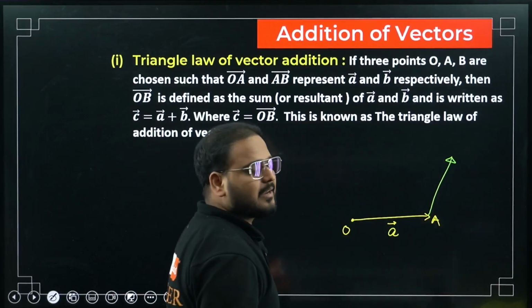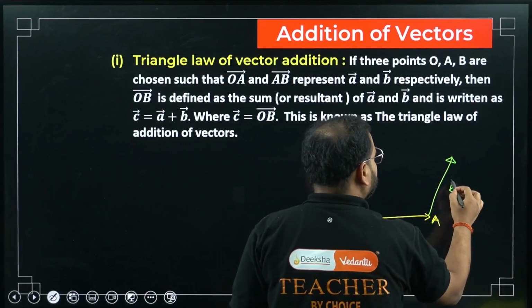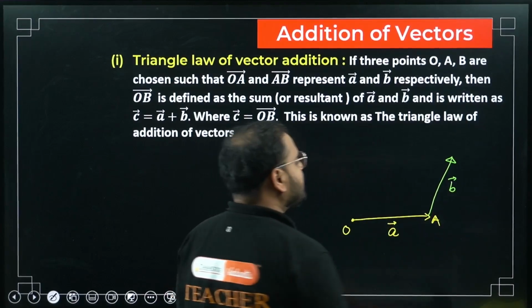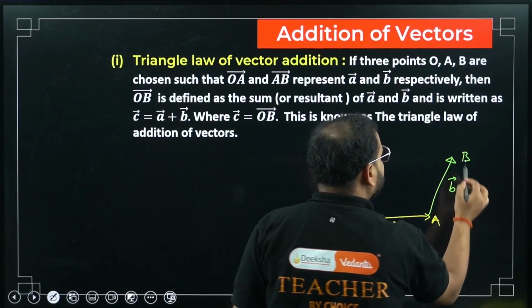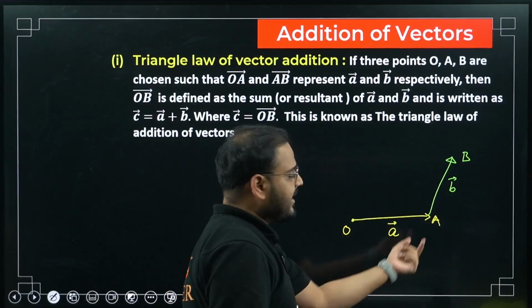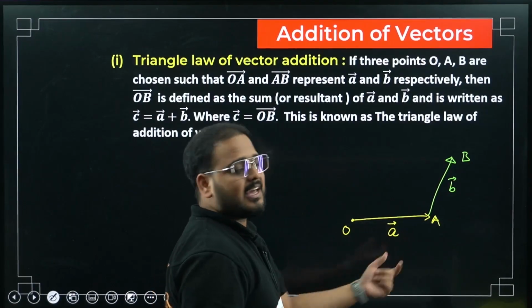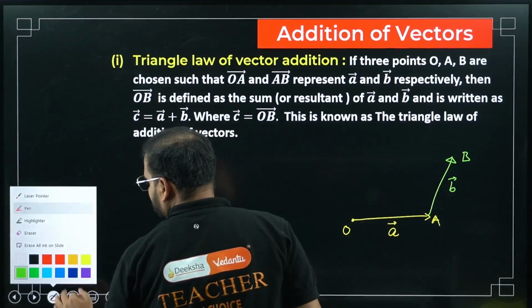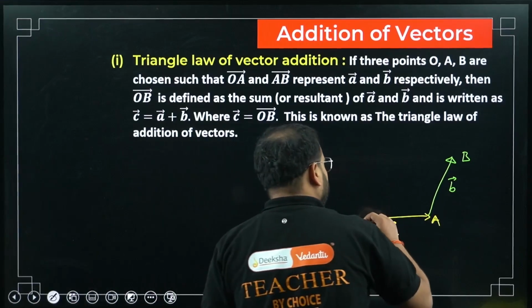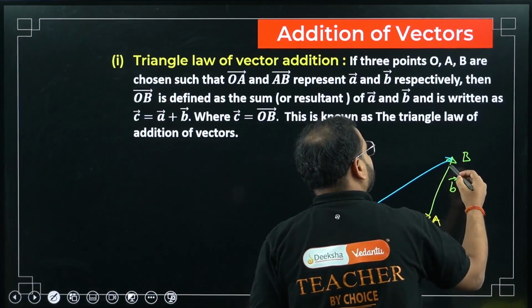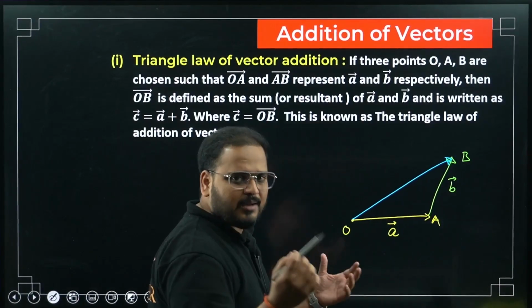This is my second vector, which can be written as vector B, for this point B. If the vectors are written like this, A and B, then the sum of the two vectors A and B will be given by what, bacha? It will be given by the vector joining the initial and the final point. Think about it, think logically.